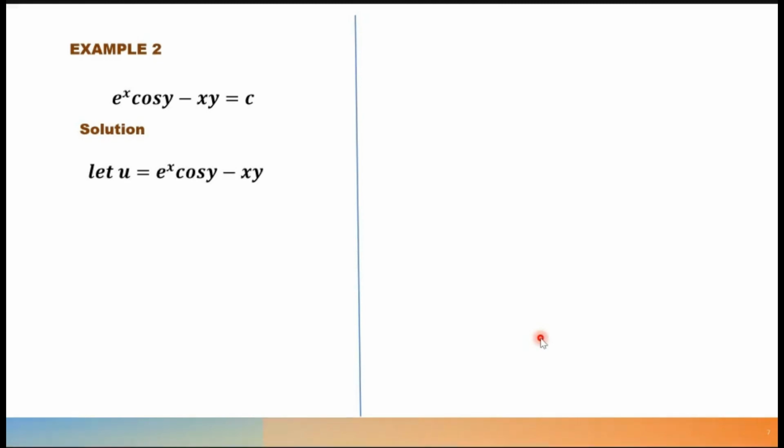So what is ux? In ux, e raised to x is the variable and cos y is the constant. So ux will be e raised to x cos y minus the derivative of x, which is 1, with y remaining as it is. Put x equal to z, y equal to 0. ux of z comma 0 is e raised to z.